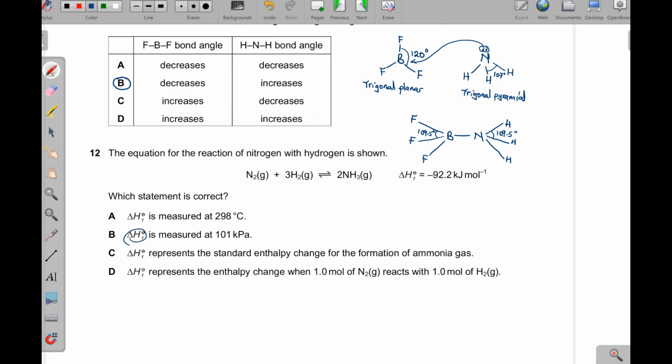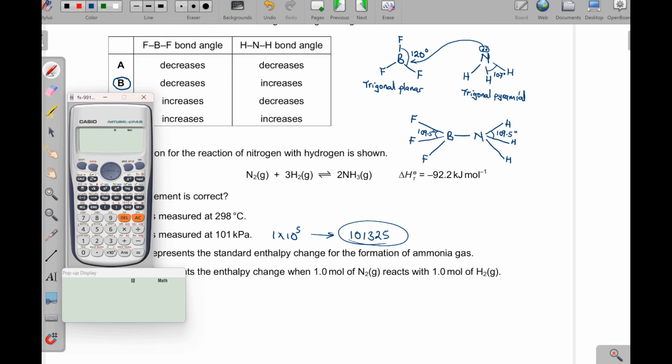Okay. Then DHR is measured at 10 kPa. Yeah, pressure is 1 times 10 to the power of 5. This one can actually be 1. The real value of pressure, when you go to your calculator and then you go to where there is constant, okay? Constant, that is on button 7. So you press shift, then constant 7.